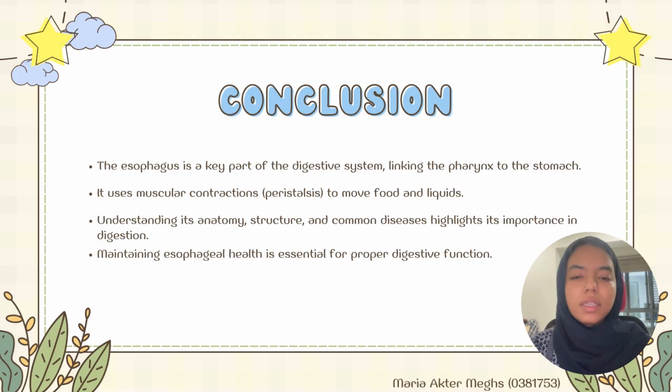Everyone, the last part: the esophagus is a key part of the digestive system, linking the pharynx to the stomach. It uses muscular contraction to move food and liquids. Understanding its anatomy, structure, and common diseases highlights its importance to digestion. Maintaining esophageal health is essential for proper digestive function.